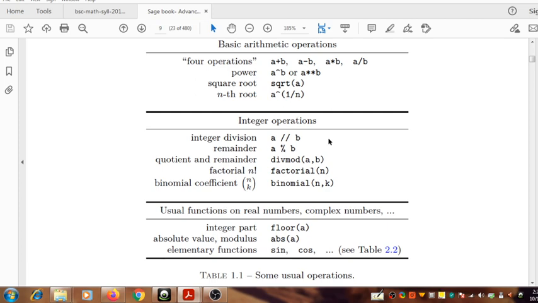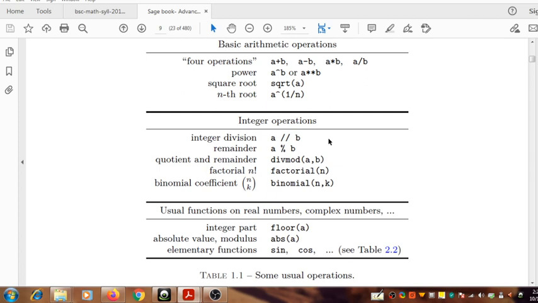Next operator is quotient and remainder. The quotient and remainder function is divmod, and in brackets you have to write the two integers a and b separated by commas.